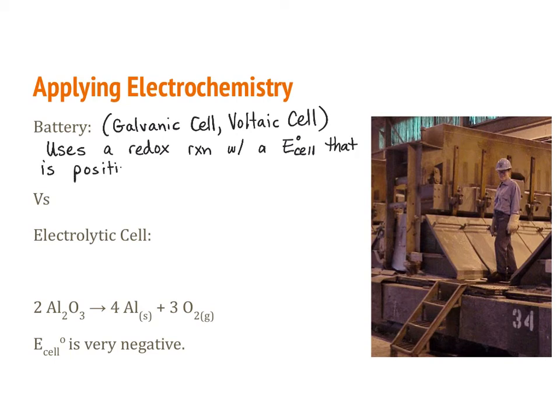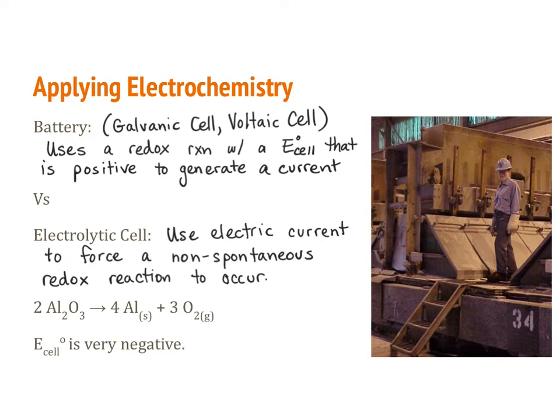and it generates a current. So a battery is always going to be set up so that the whole purpose is that you have a spontaneous reaction that's going to move electrons around. An electrolytic cell is basically the opposite of a battery. It's where you have a reaction that you want to run, but it's not spontaneous, so you use electricity to force that reaction to go in the non-spontaneous direction.